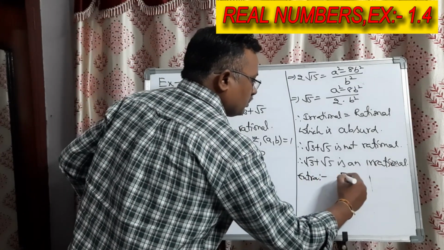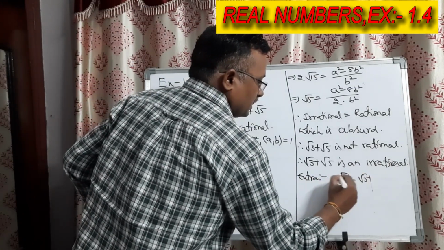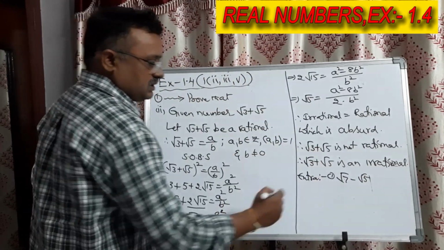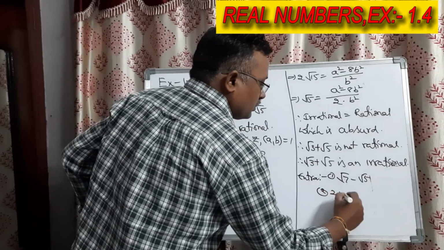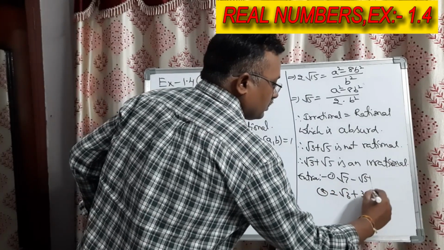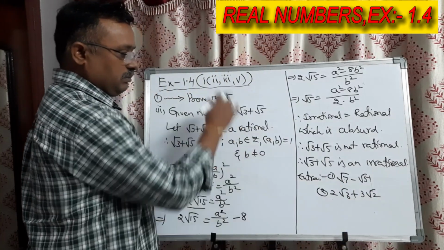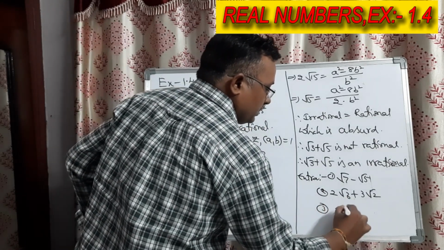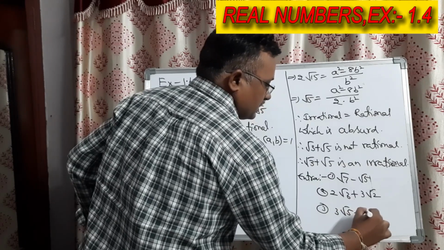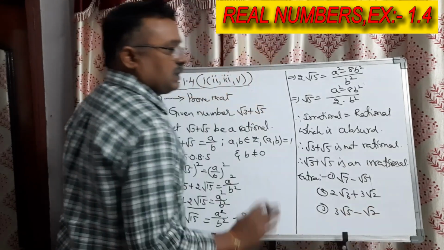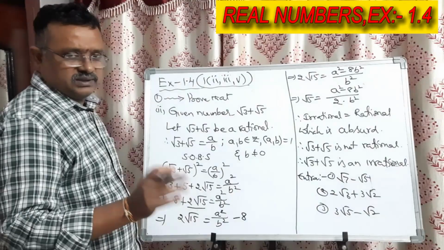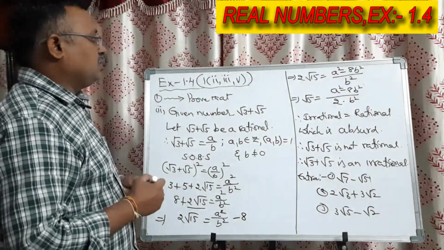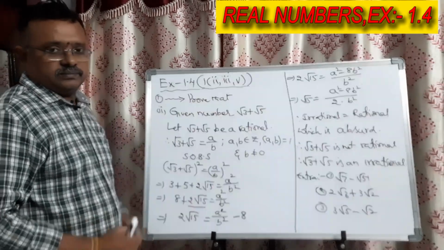You can take root 7 minus root 5 as the first example. Prove that this one is irrational. Second one, 2 root 3 plus 3 root 2 is irrational by using this process. Third one, 3 root 5 minus root 2 is irrational from this part. Is that clear? Have you understood this one? Right. Then we will go for the third question.